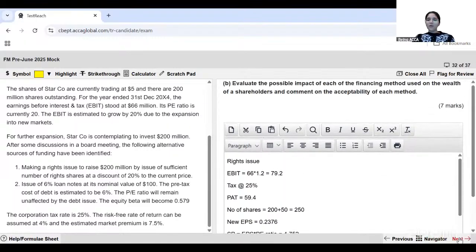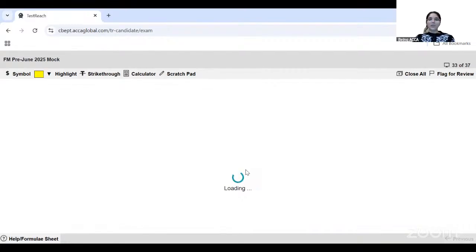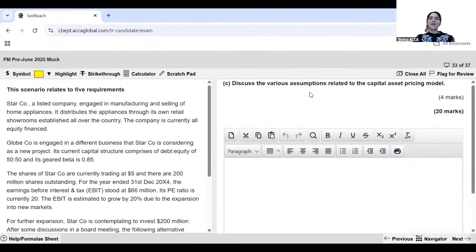Now let's move on to the last requirement which pertains to this question. Discuss the various assumptions related to the capital asset pricing model. This is a 4-marker requirement, so it will be good to write 4 different assumptions here. You people have learned that as a part of your theory in the syllabus. So, number one assumption is that investors are holding well diversified portfolios. So, this means that they only want to be compensated for bearing the systematic risk and not the unsystematic risk. So, they are going to themselves remove any unsystematic risk.